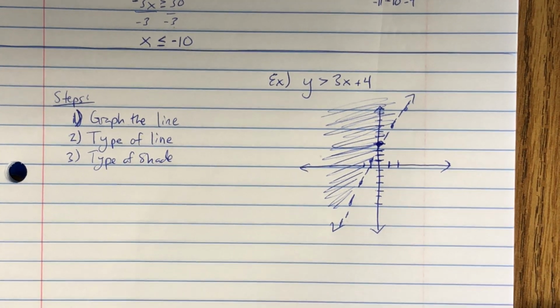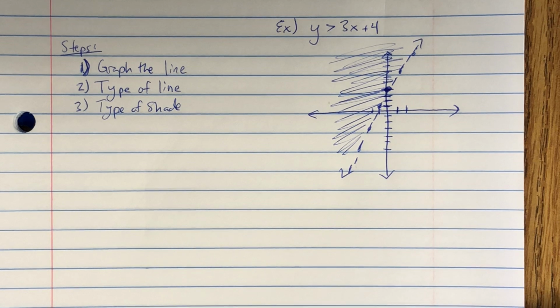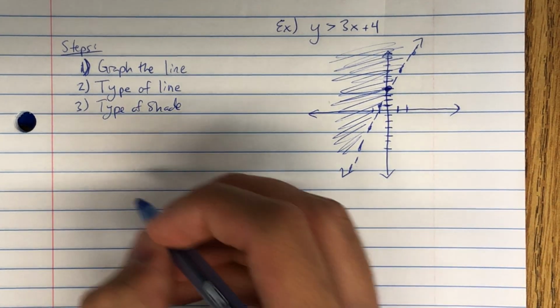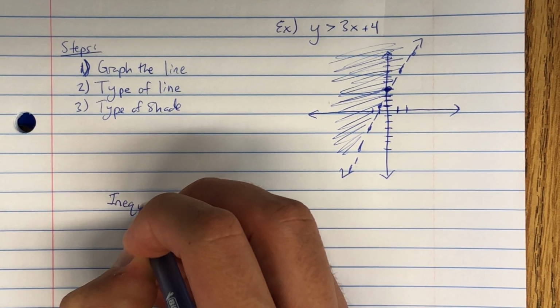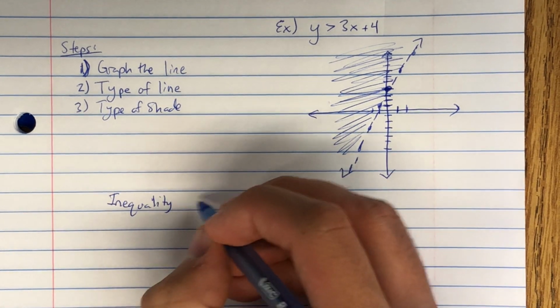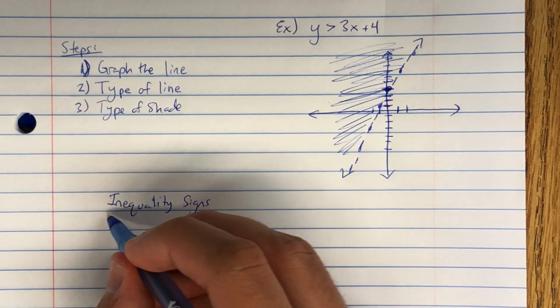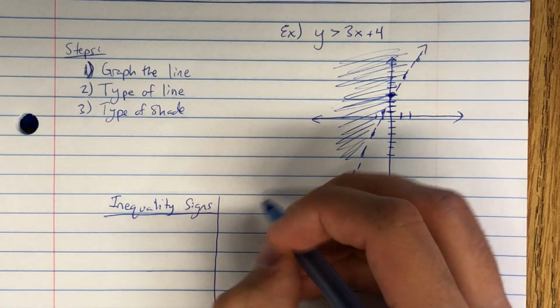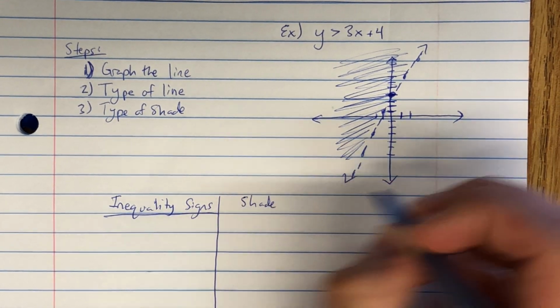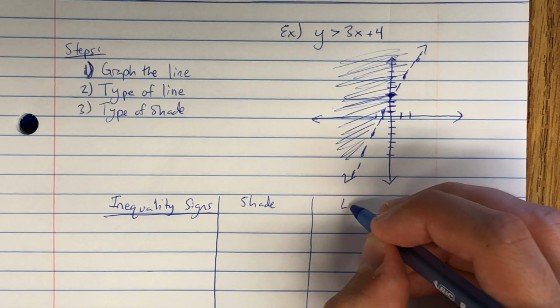So let's kind of summarize these different types of inequality signs. So let's make a table here. So we'll have our inequality signs. Let's focus on the type of shade and then the type of line.